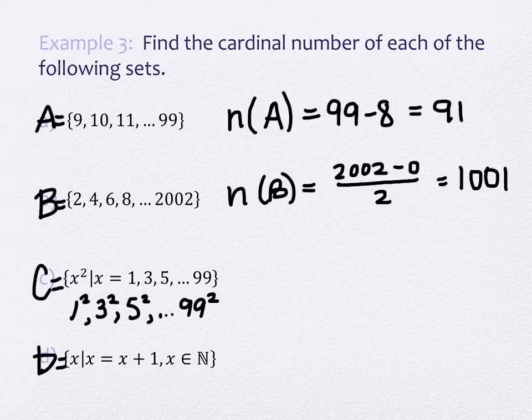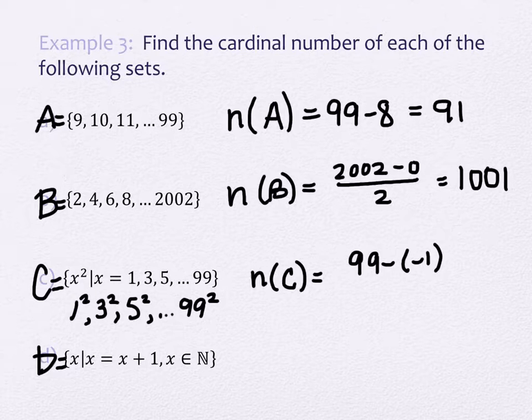Okay, so does the squaring actually matter? No, it doesn't change how many items are there at all, does it? So when I'm counting the number of items in the set, how do I find the cardinal number of set C? 99 minus negative 1, which would be 100, and then you divide by 2. Yes. So this is 100 divided by 2, or 50.